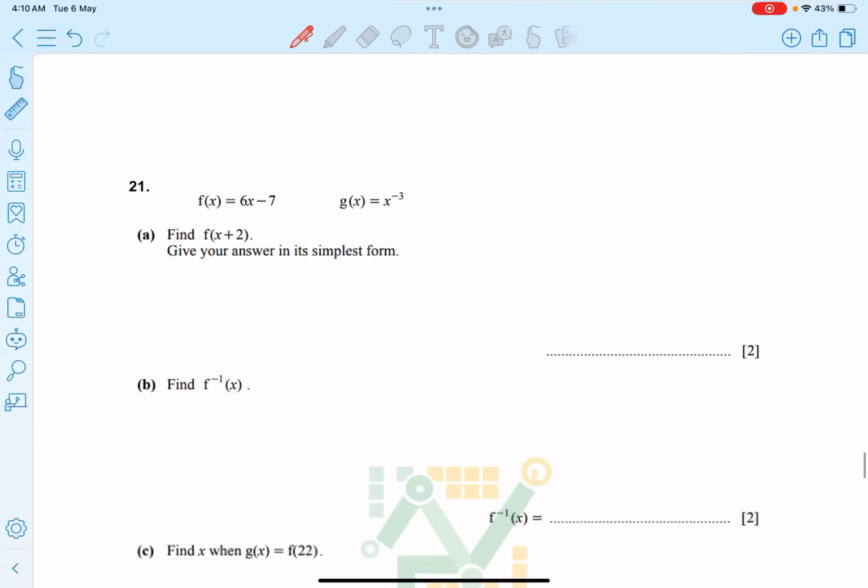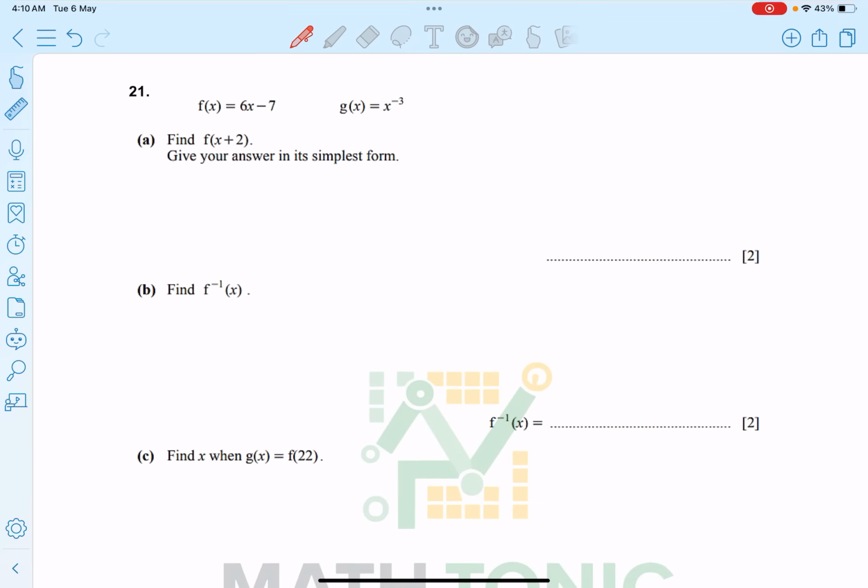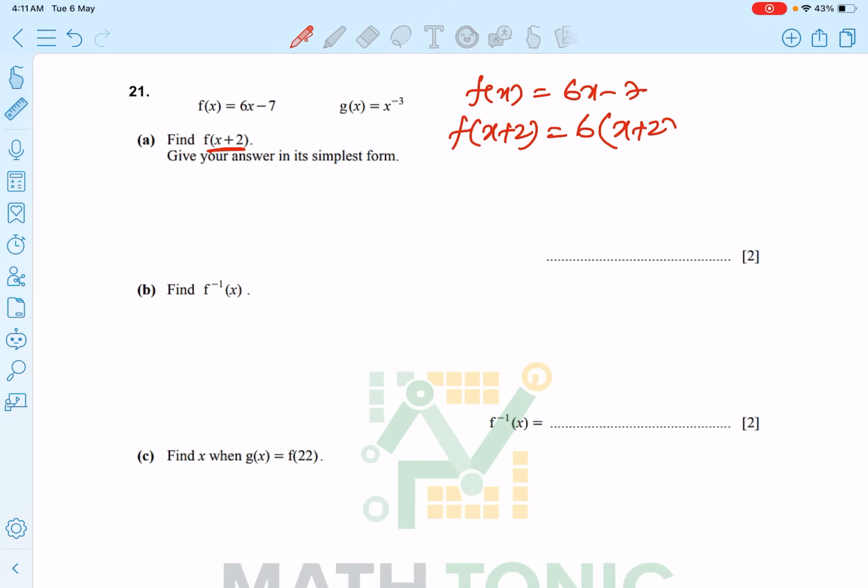Got it? Question number 21 is about functions. As per the question, f of x equals 6x minus 7. Now the question is, find f of x plus 2. So x is replaced by x plus 2. Here also x will be replaced by x plus 2, minus 7. So please expand this. It will be 6x plus 12 minus 7. So we got 6x, 12 minus 7 equals 5. So we got 6x plus 5. Did you get it, everyone, clearly?